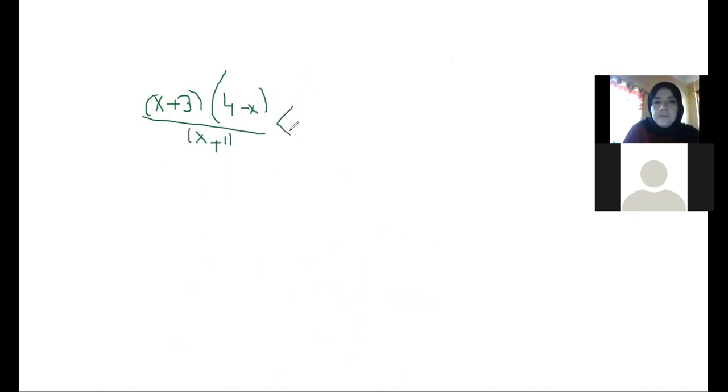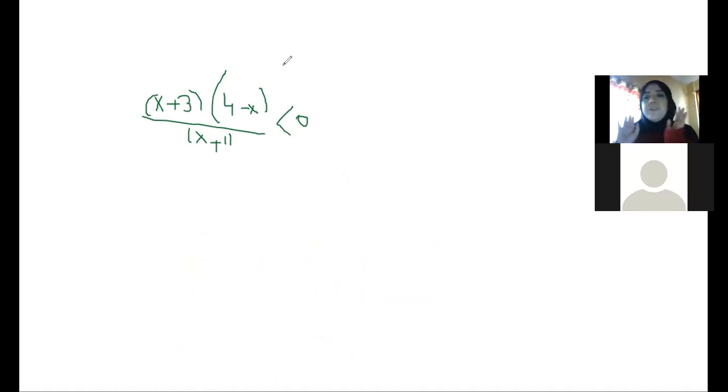I'm going to give you an example. Like if we have (x plus 3)(4 minus x) over (x plus 1), and I want this inequality to be, for example, negative. What's the first step here? What do we have here?